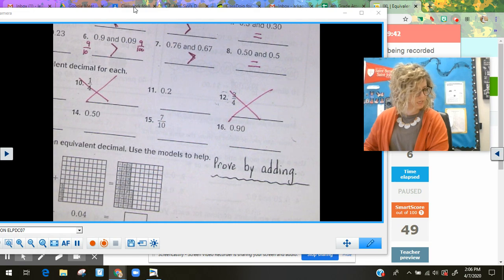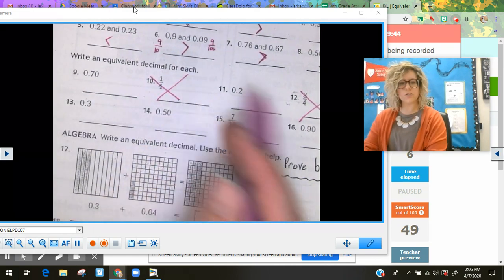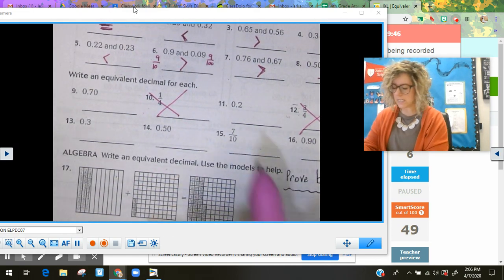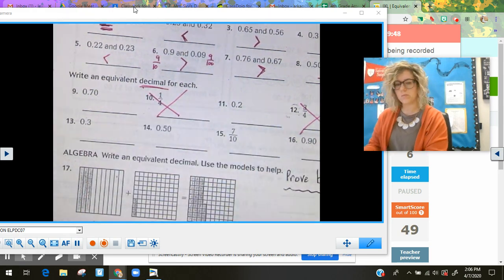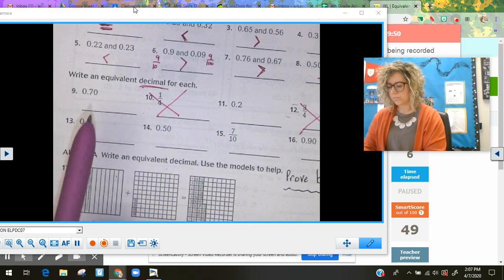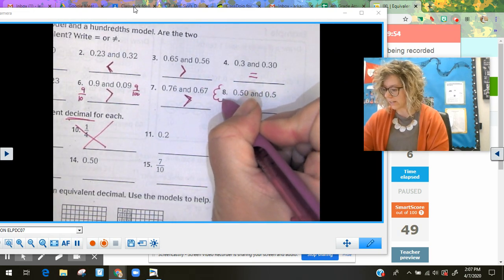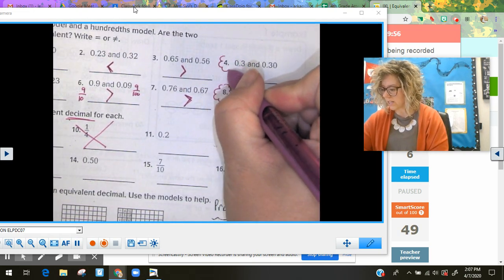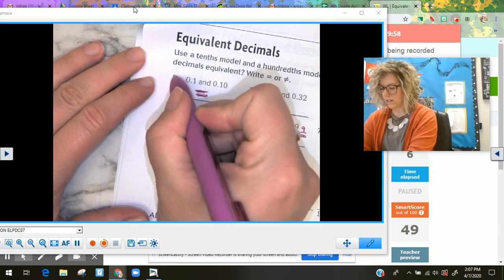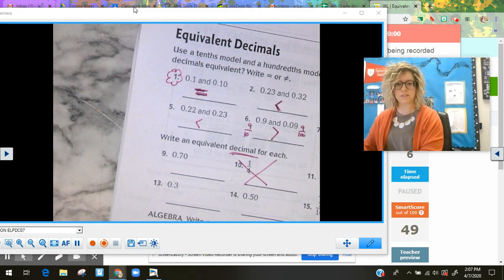Okay. So they want us to write an equivalent decimal for each of these. So we're going to be doing a lot of the similar ones that looked like this, that looked like this, and that looked like this. Okay, that's what we're practicing right now.